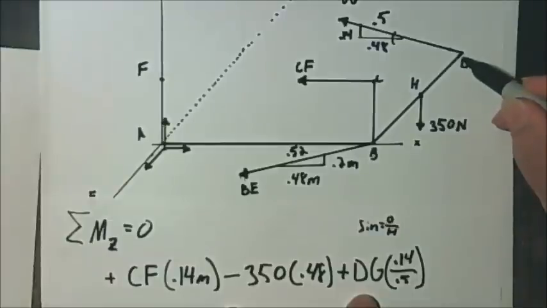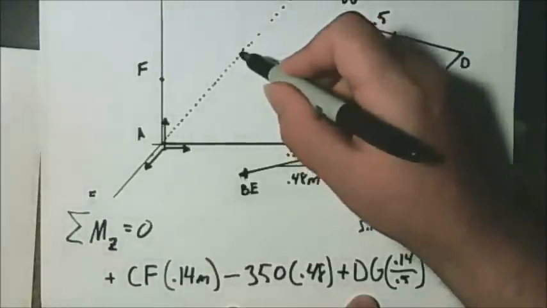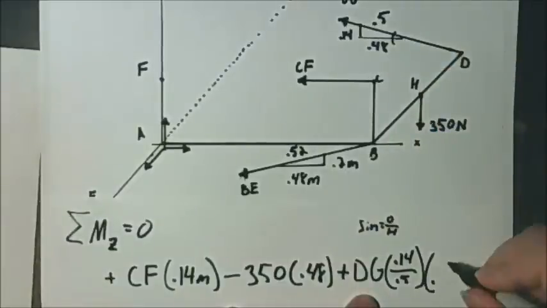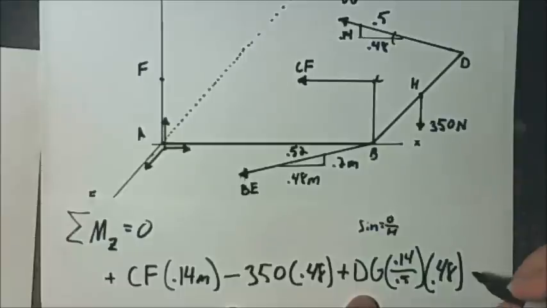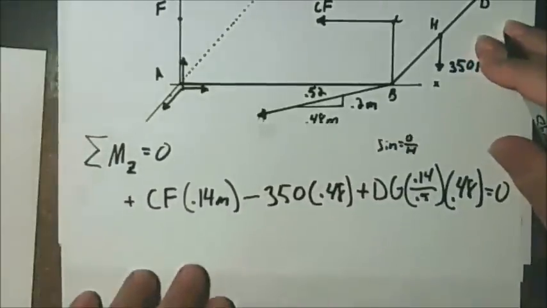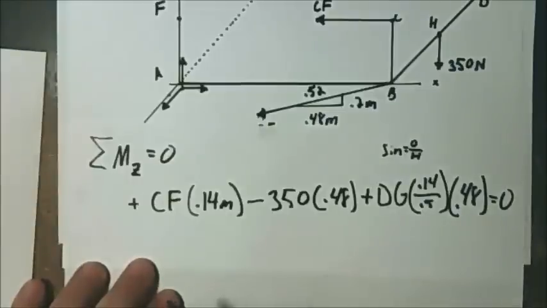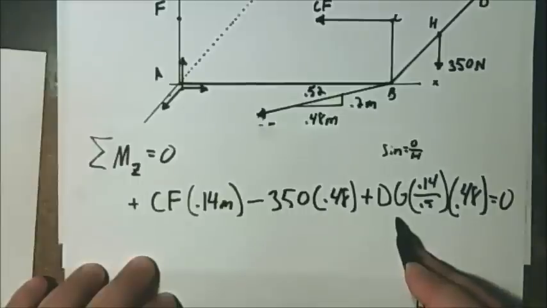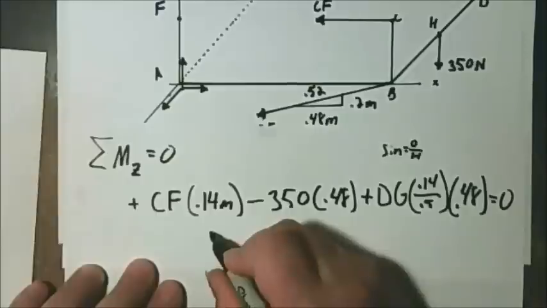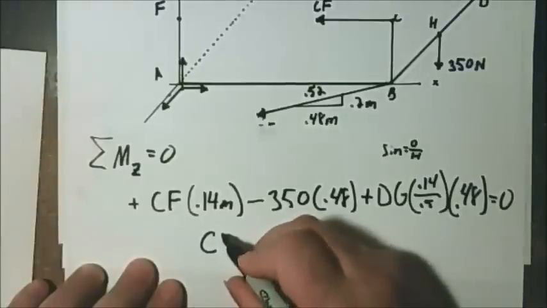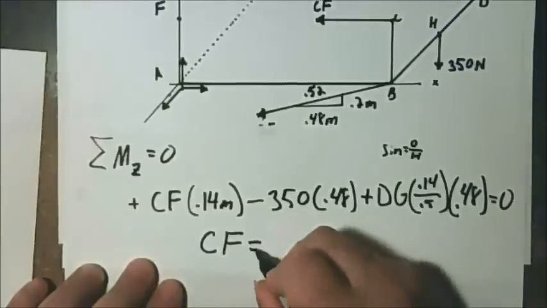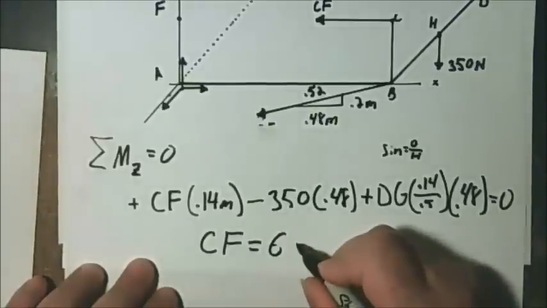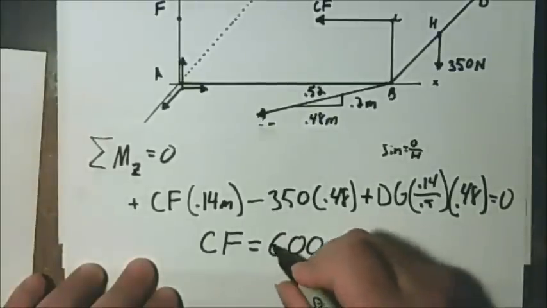And then we have the perpendicular distance from here to here, again, as 0.48. And this is equal to 0. Now we know from before that tension DG is indeed 625 newtons. So we should be able to go through and solve this to find tension in CF is 600 newtons.